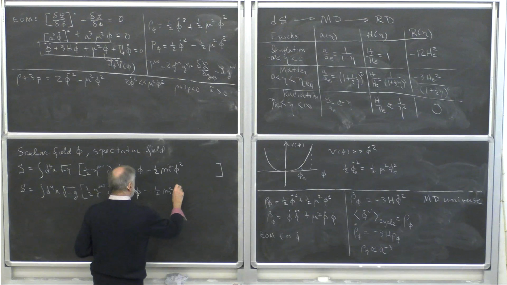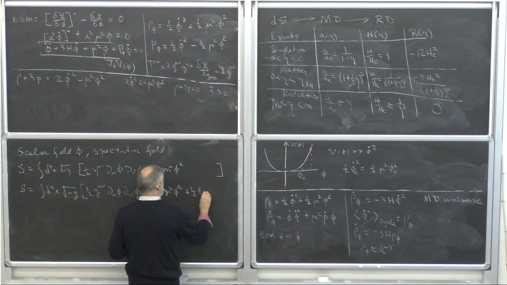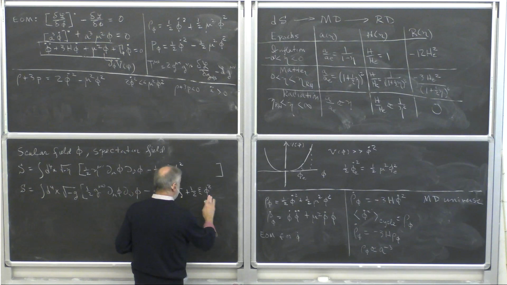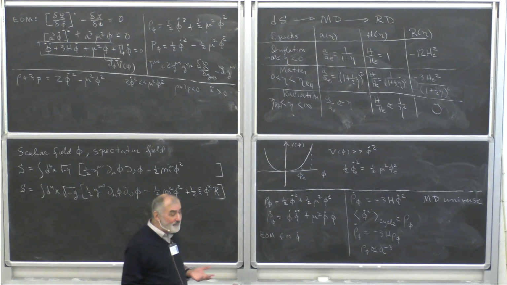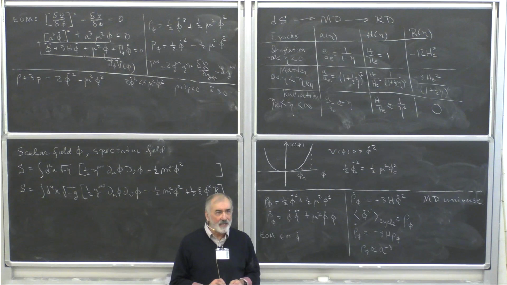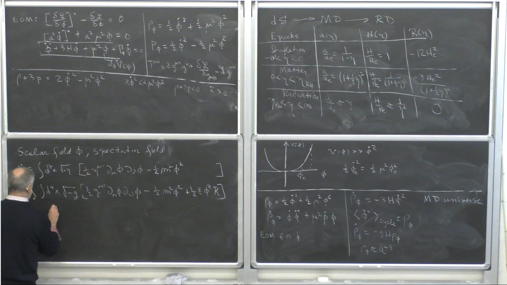Now, I could, in principle, add a term here, a term proportional to the Ricci scalar. The Ricci scalar is zero in Minkowski space, so when you studied quantum field theory in Minkowski space back in the eighth grade, you didn't see this term. Now, here c is a constant.